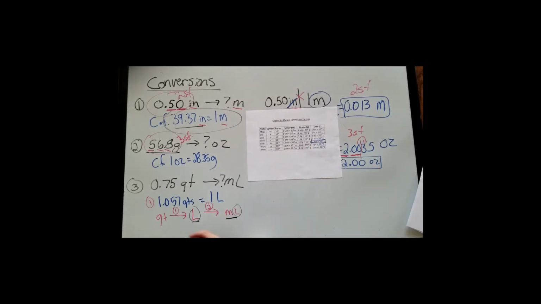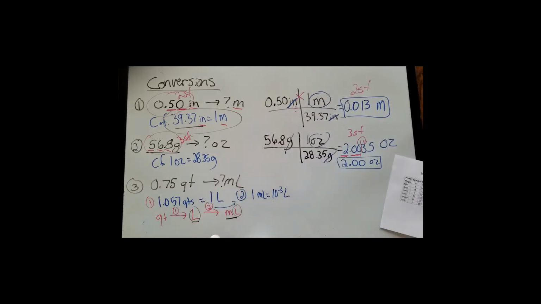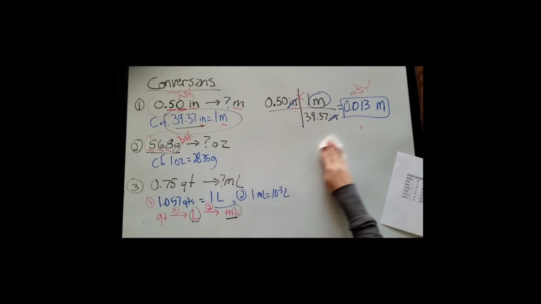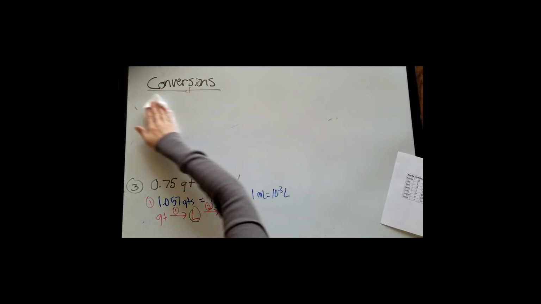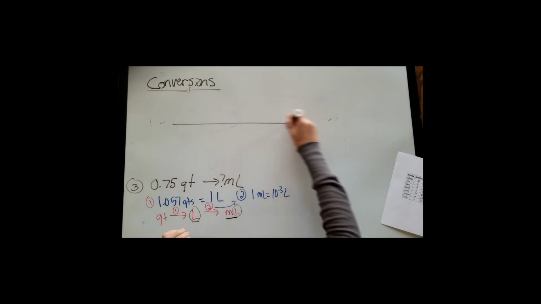So that brings me to my second conversion factor. It's going to be 1 milliliter is equal to 10 to the negative third liter. So now I have two conversion factors, going from quarts to liters and then going from liters to milliliters. So now that I have the two that I need, I can start my railroad tracks. I'm going to want more room, so I'm going to erase this to give myself some more room here. Bring it up top.